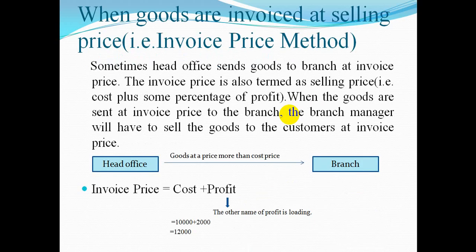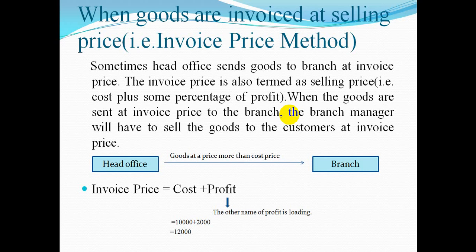The next is we are going to see what is invoice price. The goods are being sent to the branch at a price higher than the cost price, and that is called goods sent to branch at invoice price. For that, you have to understand the formula: invoice price is equal to cost plus profit, and this profit is also called loading. We will use this word loading for the further problems.